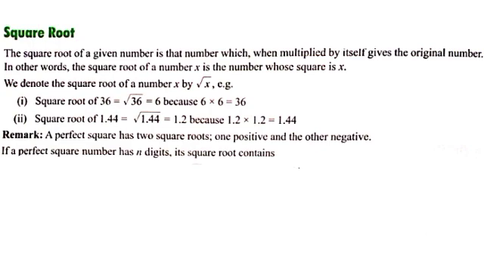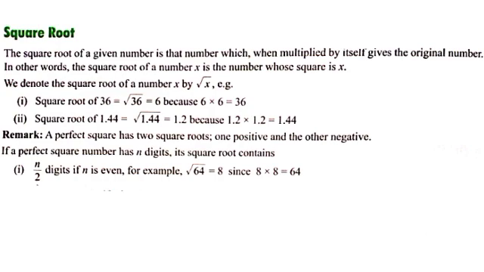Remark, a perfect square has two square roots, one positive and another negative. If a perfect square number has n digits, its square root contains n by 2 digits if n is even. For example, square root 64 is equal to 8, since 8 into 8 is equal to 64. And 1 by 2, n plus 1 digits if n is odd.